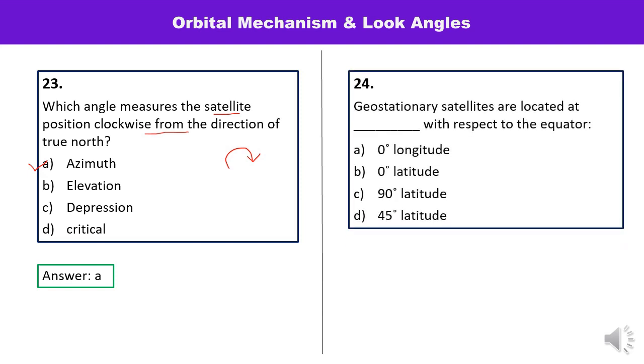In next question, you have to find out what is the correct option with respect to the geostationary satellites which are located at which particular latitude or longitude with respect to the equator. So geostationary satellites are in the same plane, so 0 degree latitude. Directly you can mark B is the correct option, means there is a 0 degree latitude for the geostationary satellite with respect to the equator. So B is the correct option.